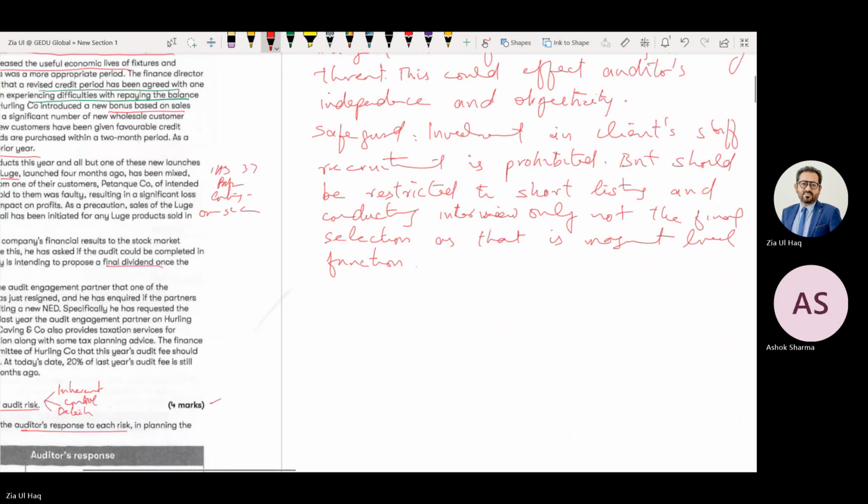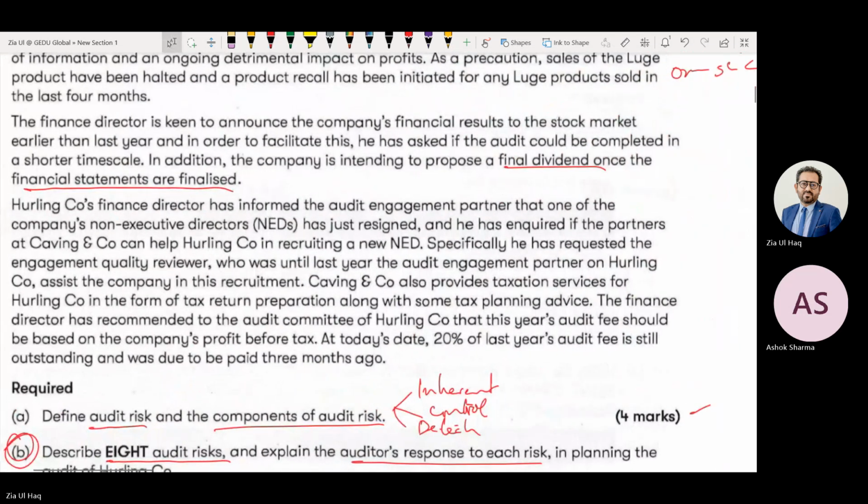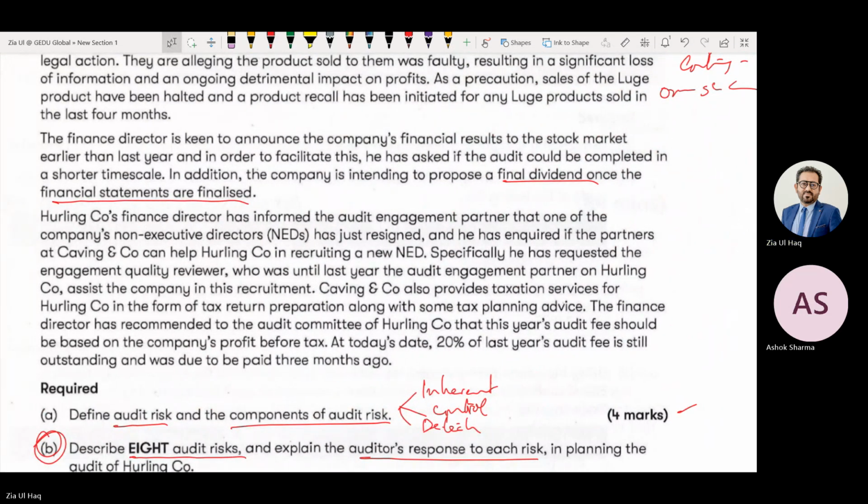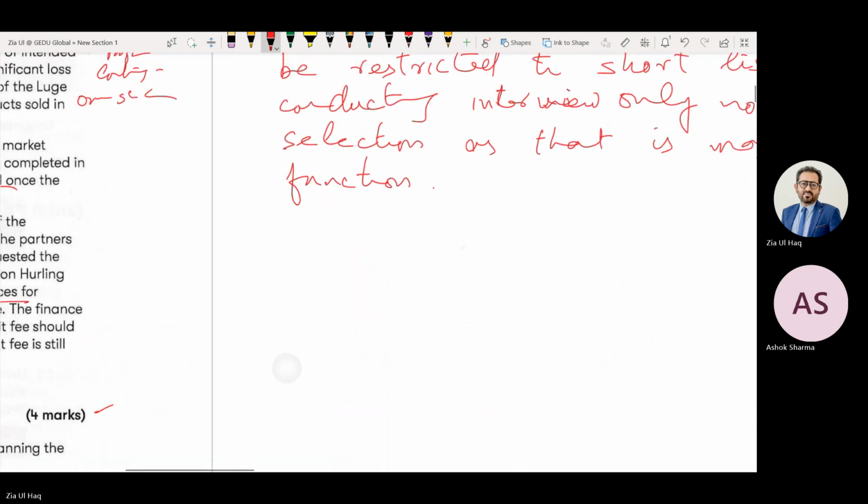Next, specifically, he has requested that the engagement quality reviewer, who was until last year the audit engagement partner on Hurling Company, assist the company in this recruitment. Kevin and Company also provides taxation services for Hurling Company in the form of tax return preparation, along with some tax planning advice. So, taxation services.